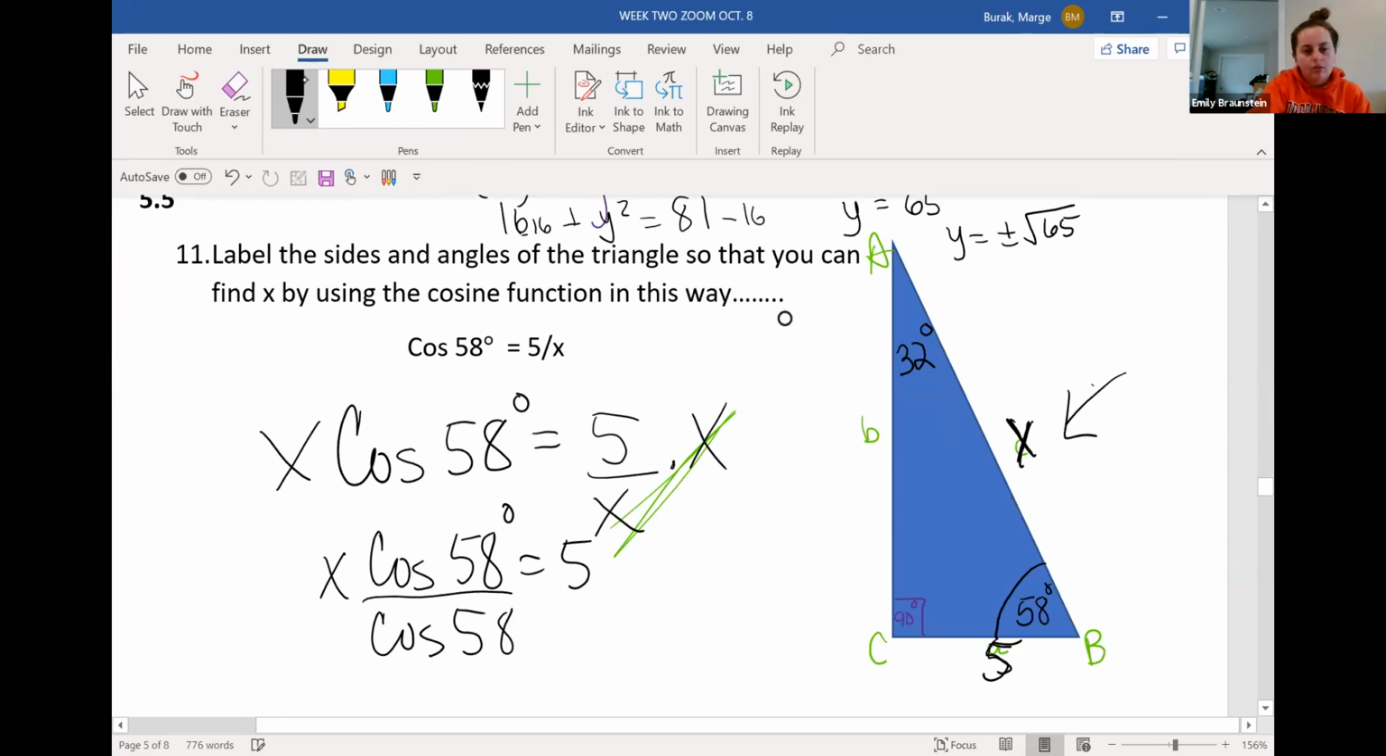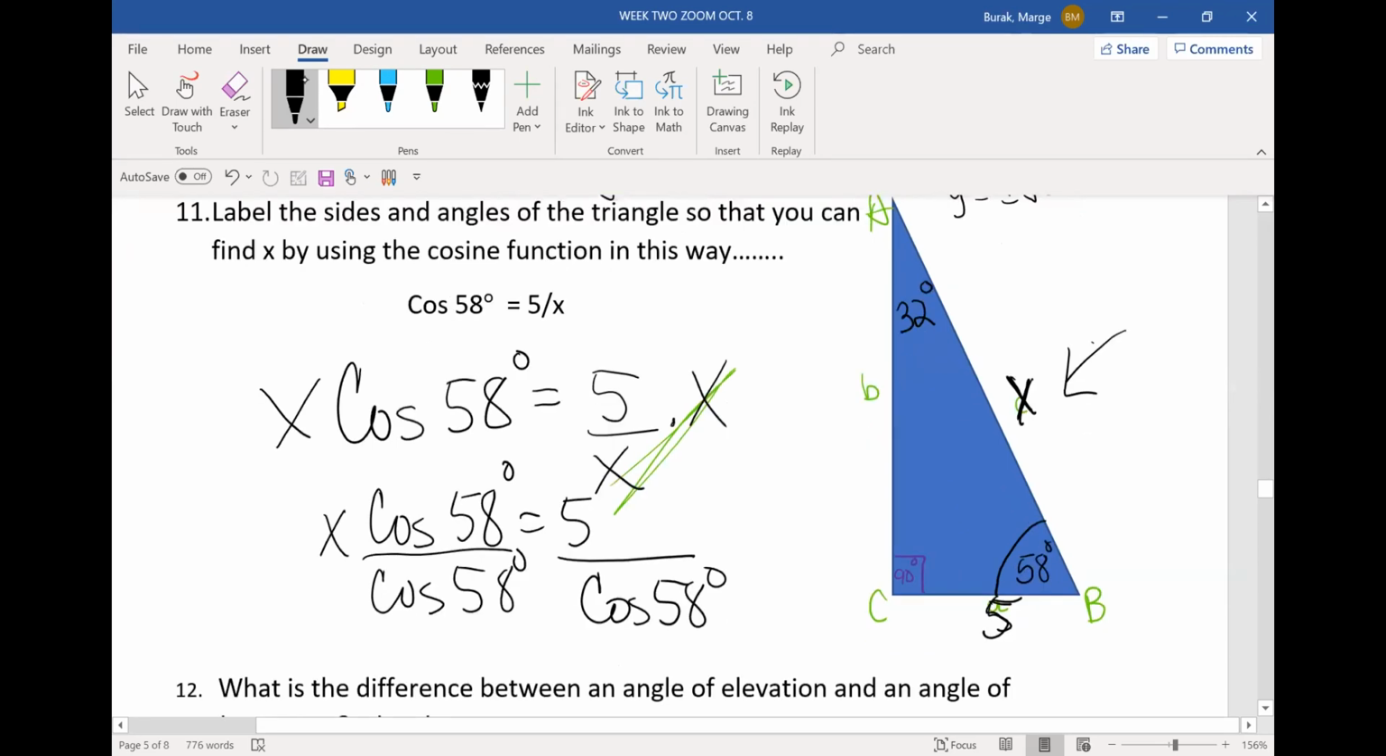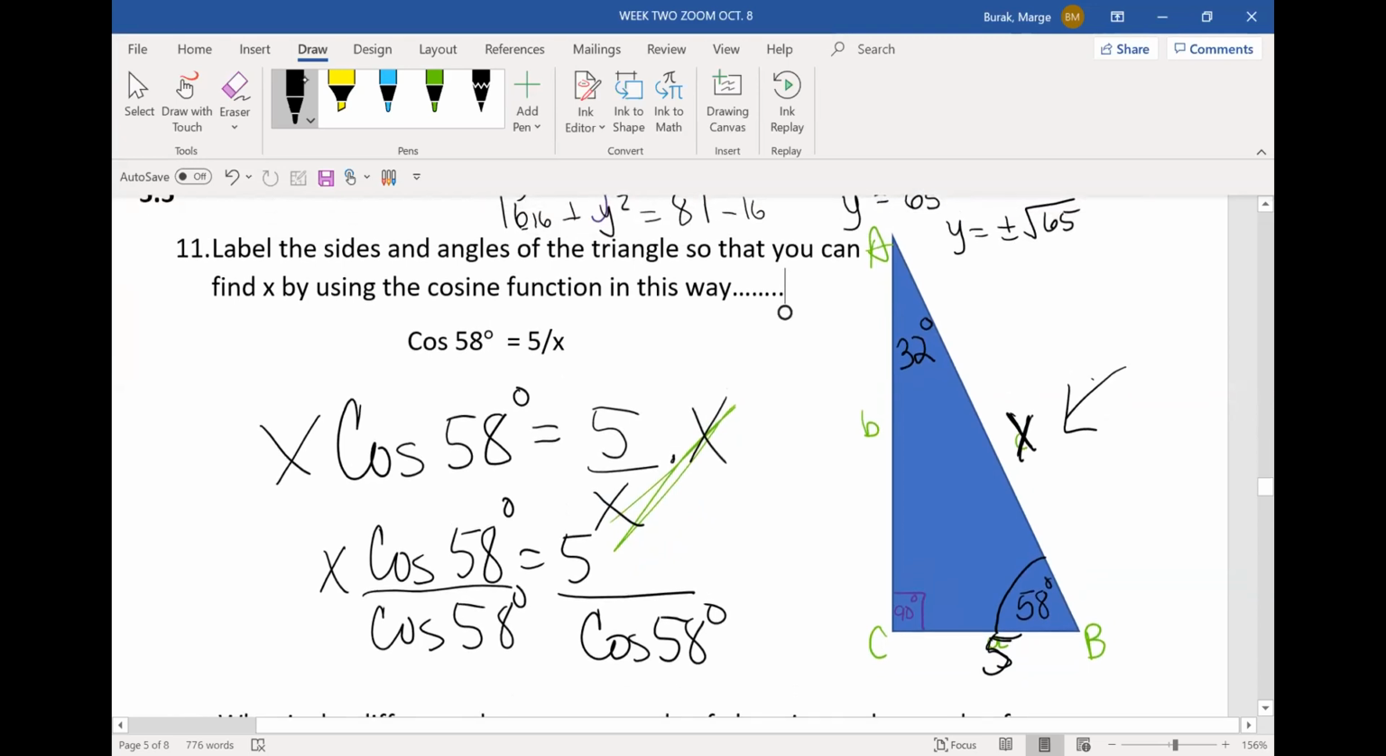Okay, so this is a real important lesson right here, you guys. You don't want to find the cosine of 58 degrees and round it off. You want to just put this whole problem together so you get the most exact answer you can. So go ahead and put that in your calculator, because these will cancel and you get x equals 5 divided by cosine of 58 degrees. Make sure your mode is in degrees.